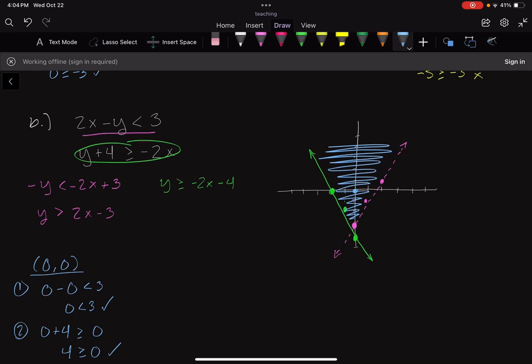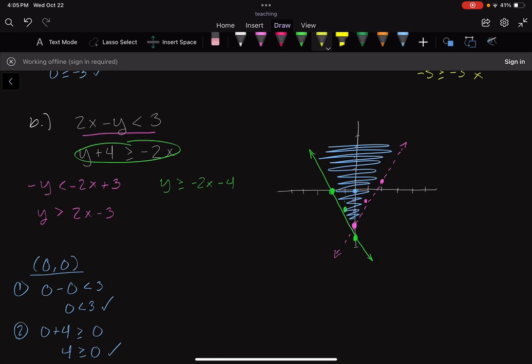Still try out the other ones just to be sure. However, it does make sense since both of them were greater than. So greater than says that you shade above the line. So we ended up shading above both of our lines. So it does make sense. But I would still go and pick other points just to be sure.